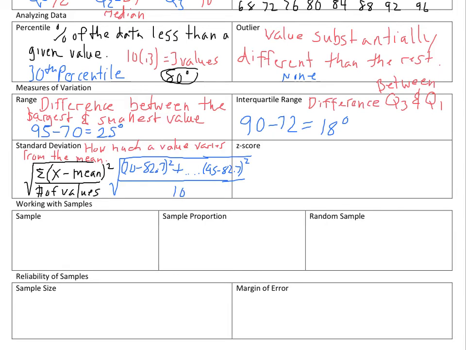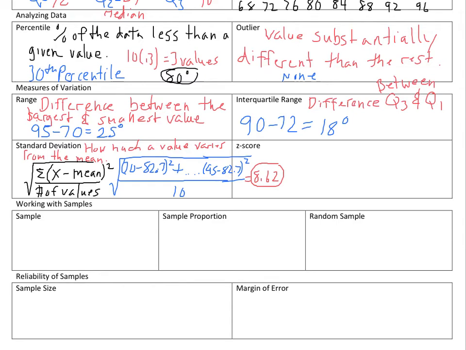Can you see how that would be very long? And a calculator is very essential for this. Now the answer to my particular problem, because that would take you a while, is, just so you have it, 8.62. That would be my standard deviation. How much a value varies from the mean.